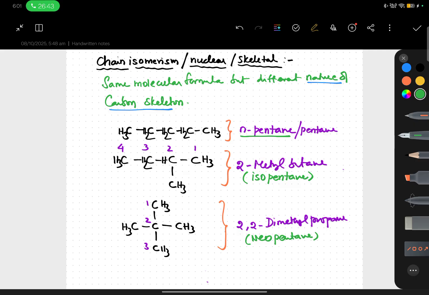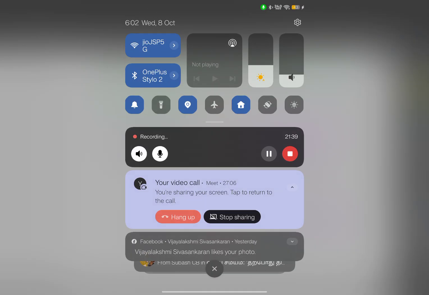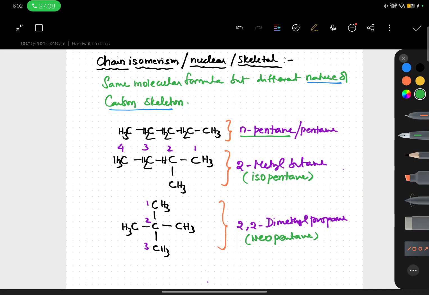Copied, ma? Same molecular formula but different nature of carbon skeleton. Finished, Amma? Yes, sir.